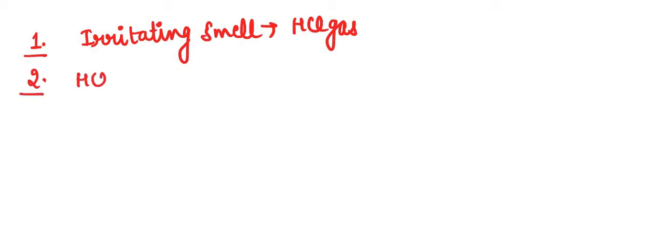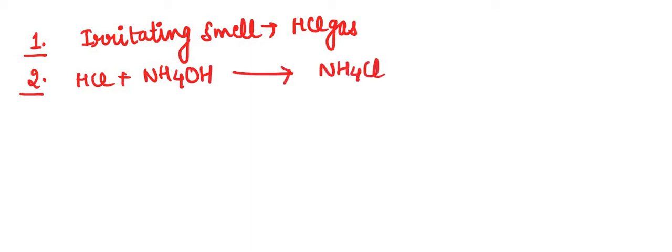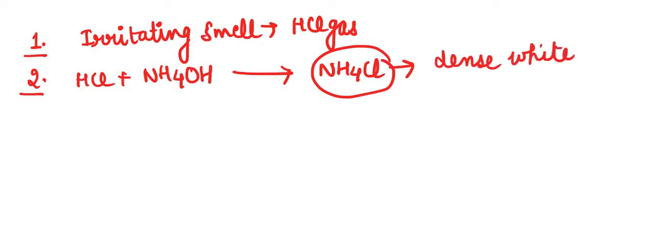The second thing about the HCl gas is its test. When this HCl gas is combined with ammonium hydroxide, we know that there is a formation of ammonium chloride. That ammonium chloride contains thick or dense white fumes, and those thick dense white fumes indicate that the HCl gas is present. That is also a test.